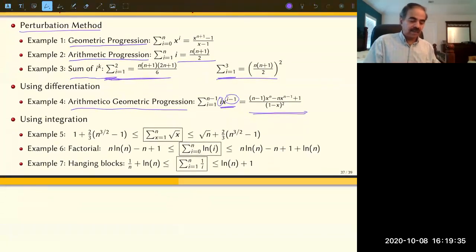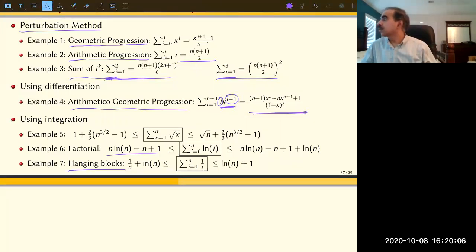And today we focused on integration. So we looked at the square root problem motivated by the prime number program. Then we looked at the factorial and the hanging blocks. And in each case, we derived a pretty good approximate value for the summation using integral calculus. Okay, so we are at the end of the class.